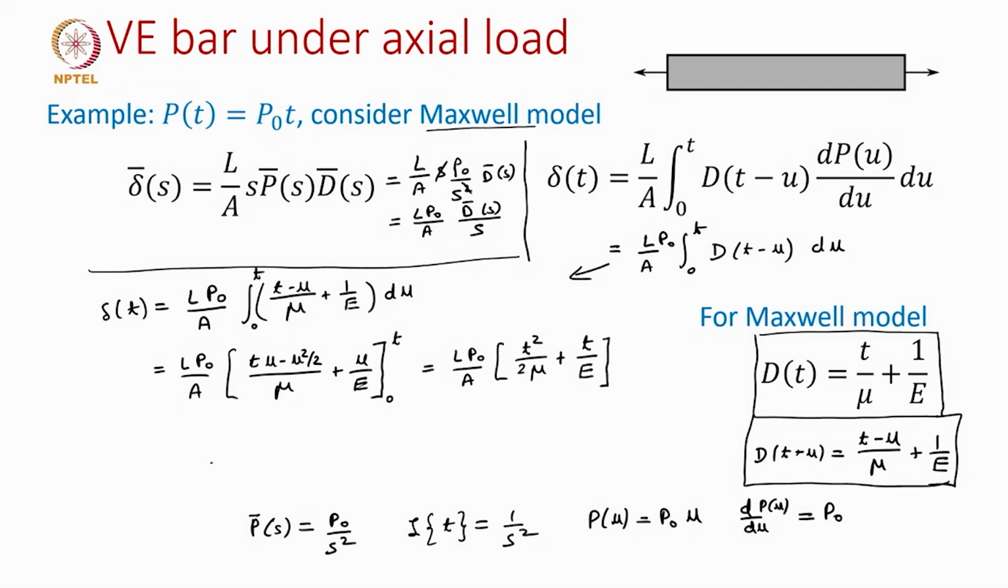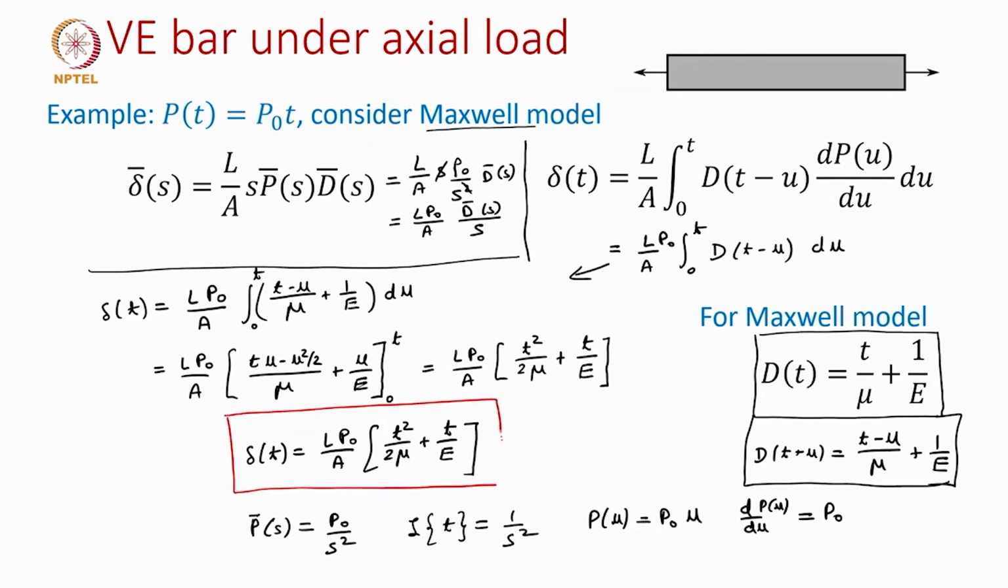Okay. So, finally, the deformation delta of t is L P naught by A times t square by 2 mu plus t by E. So, we are able to get this solution by considering the Maxwell model, which helped us to write the relation for the creep compliance. Once we plugged it in, we were able to find this viscoelastic solution for the deformation delta of t.